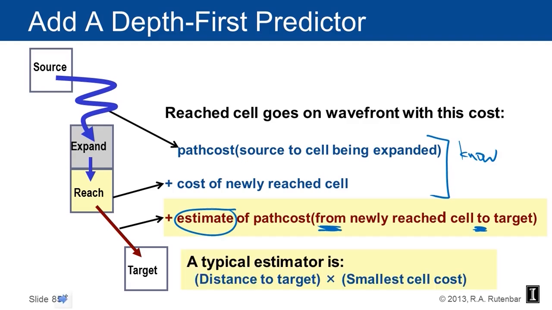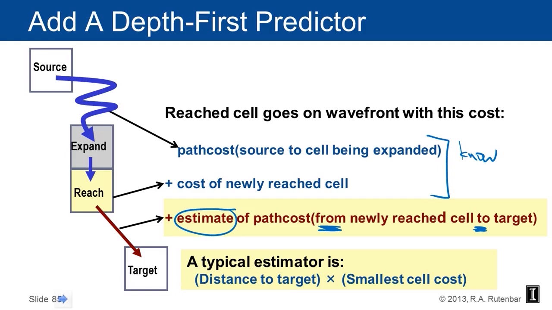What is an estimator? Well, a typical estimator would be you compute the distance to the target, and that's just like you compute something like a bounding box in a half perimeter wire length router. You know, delta x plus delta y in the grid, that's the distance to the target. That's the length of the shortest wire that will get you from the cell to the target, multiplied by the smallest cell cost. Because, what's a simple model of the rest of the wire? And the answer is it's the shortest possible wire made up of the cheapest possible cells. So that's the distance to the target multiplied by the smallest cell cost.